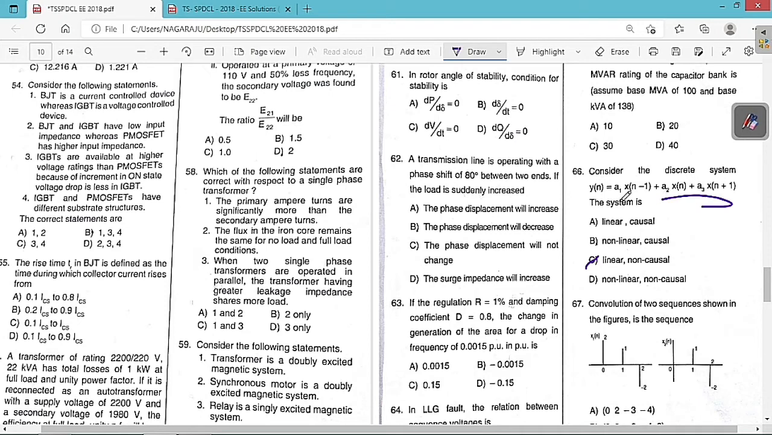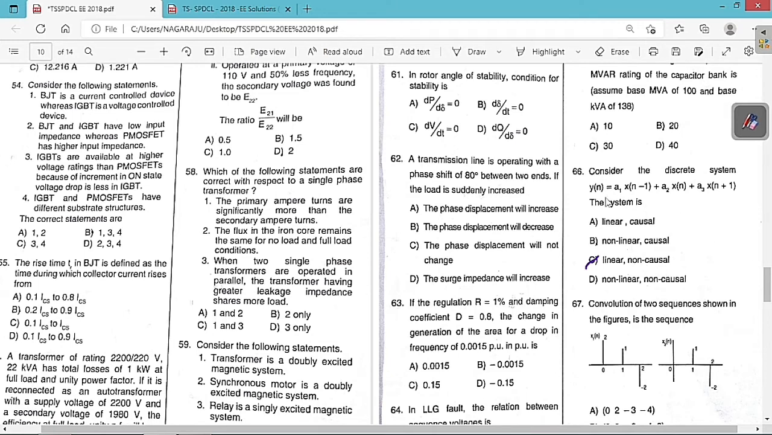As you can see clearly, consider the discrete system y of n is equal to a1 into x of n minus 1 plus a2 into x of n plus a3 into x of n plus 1. So basically in this question, we have to find what is the type of the system. Regarding the linear property and the causal property, this equation has no nonlinear terms. All are linear terms in terms of x. There is nothing like x square, x cube or square roots. So only linear terms are there. So definitely the system will always be linear.